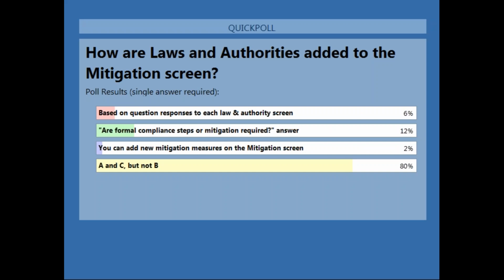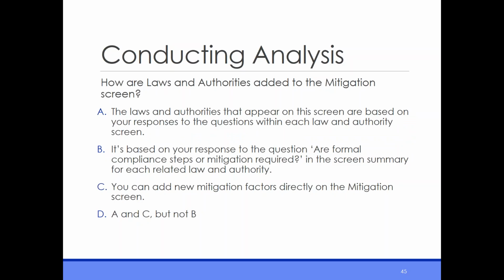Okay, so it looks like most of you got this correct. So the correct answer is D, A and C, but not B. So mitigation measures for the laws and authorities show on the screen based on your responses within the screen. When you're prompted to provide information on a mitigation measure, this means that you've completed the screen for far long enough for the mitigation measure to be recorded. The mitigation measure is not tied to your response to the final yes/no question at the bottom of each screen summary. And as I mentioned before, you can now add new mitigation factors directly on the mitigation screen.